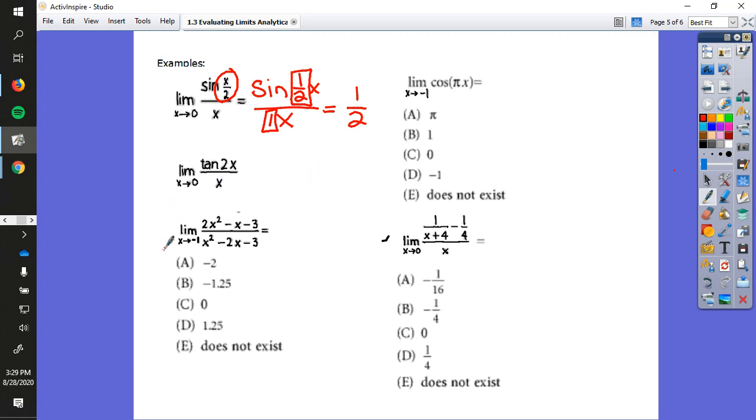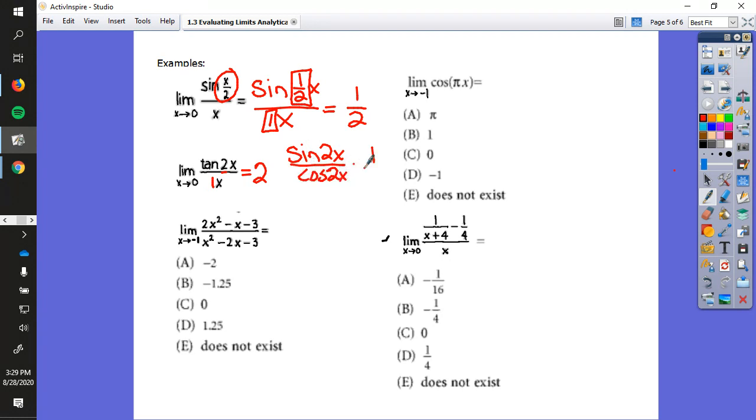Looking at the second one, now I've done these enough that I remember tangent's going to be a lot like sine, so I can actually look at the coefficients, and it's going to be 2 over 1, or my answer is going to be 2. Now, if you want, you can, like, where did I get that? You can convert your tangent over to sine 2x over cosine 2x.